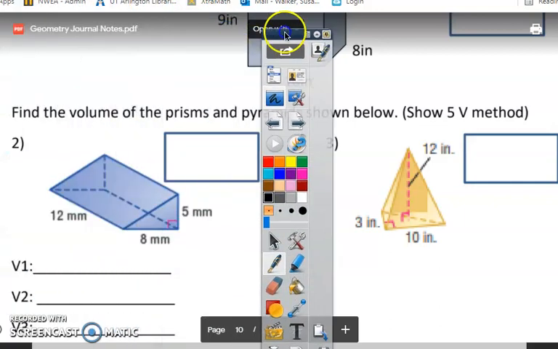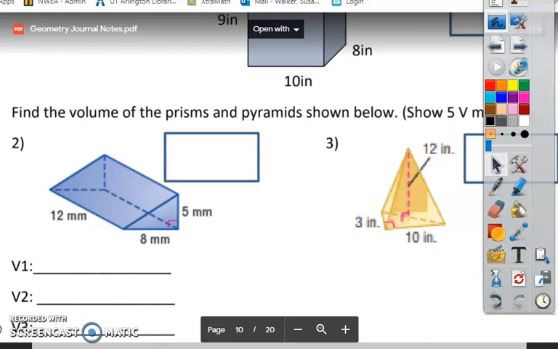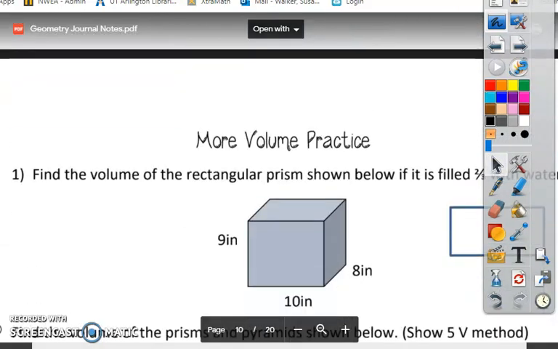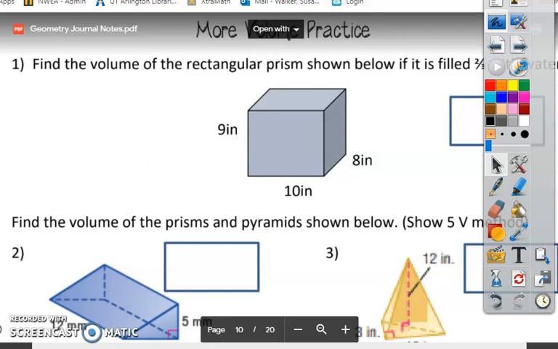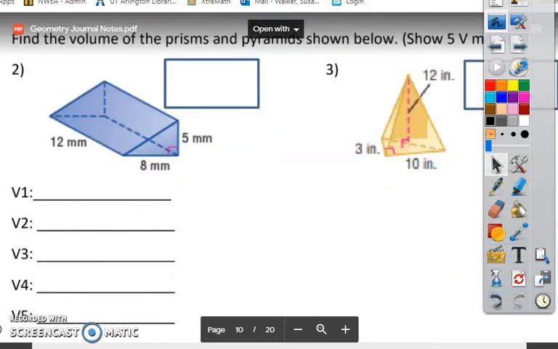Hey guys, we are working in our journal notes today, and we are on this page. We're actually going to skip number 1. We will come back to that one. It's an important problem, but we are going to start with number 2 to review some basics. Okay?